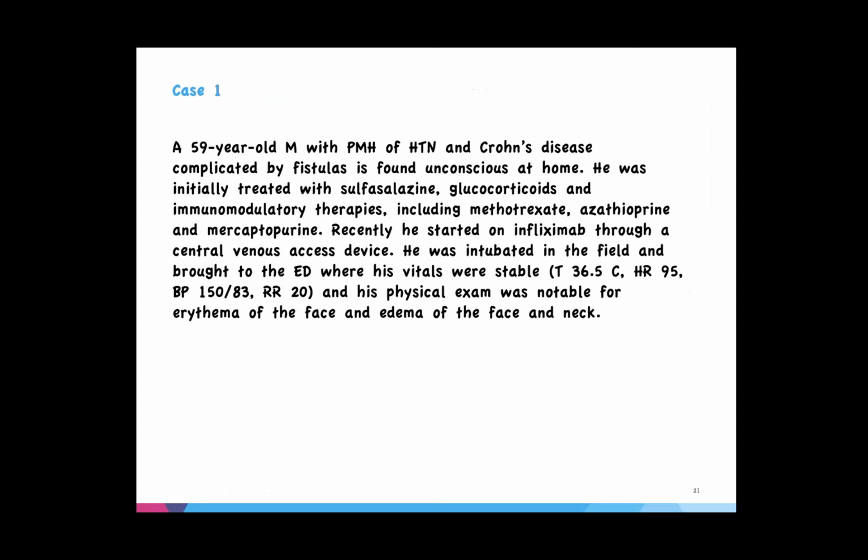Another case. We have a 59-year-old male with history of Crohn's disease, complicated by fistula, who's found unconscious at home. He was treated with sulfasalazine, glucocorticoids, and immunomodulatory therapies like methotrexate, azathioprine, and mercaptopurine. But recently, he started on infliximab through a central venous access device. He was intubated in the field and brought to the ED, where his vitals were stable, temperature 36, heart rate 95, blood pressure 150/83, and respiratory rate of 20. His physical exam was notable for erythema of the face and edema of the face and neck.